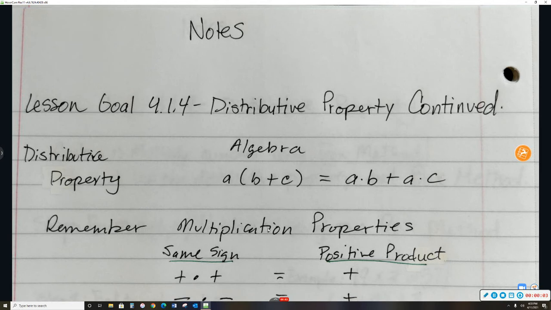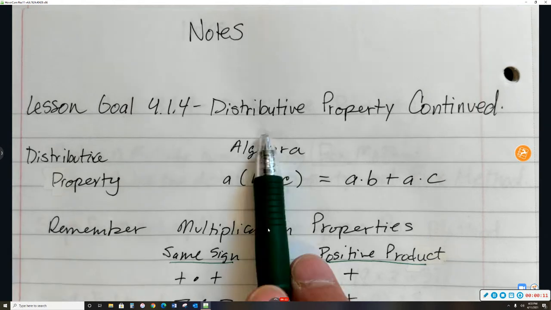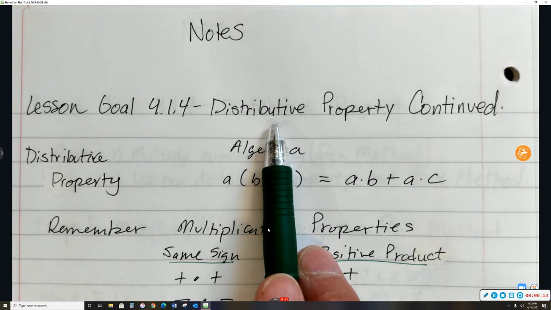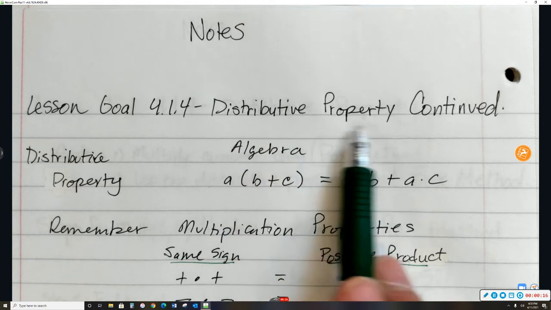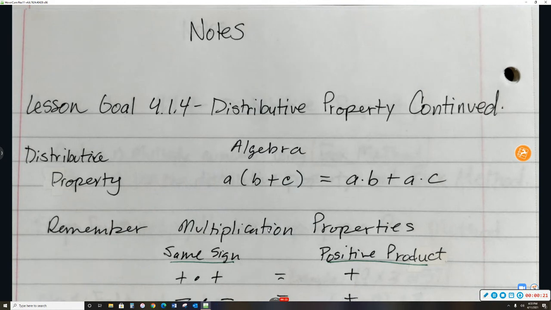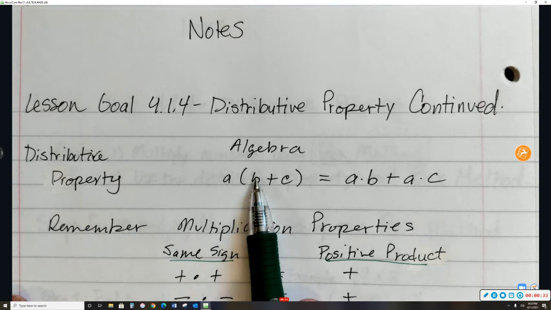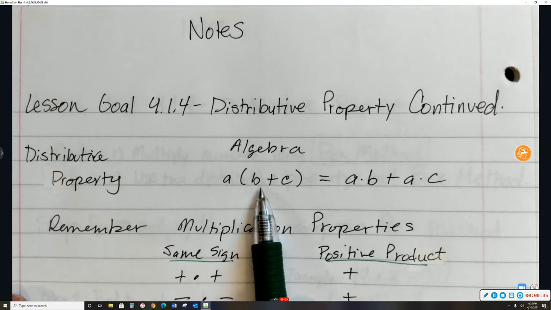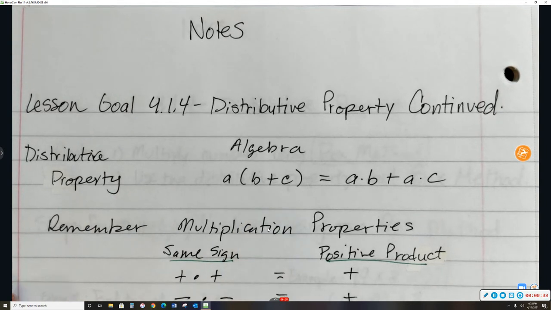Hey everyone, so we have some more notes, and it's not necessarily new, but we're going to look at the distributive property a bit differently this week. I just called this the distributive property continued. Again, this is notes. The way we were doing the distributive property last week with the box method, I would say that's more of an intro version. And this is how the distributive property is defined in algebra. I know this is algebra, but we do get into it.